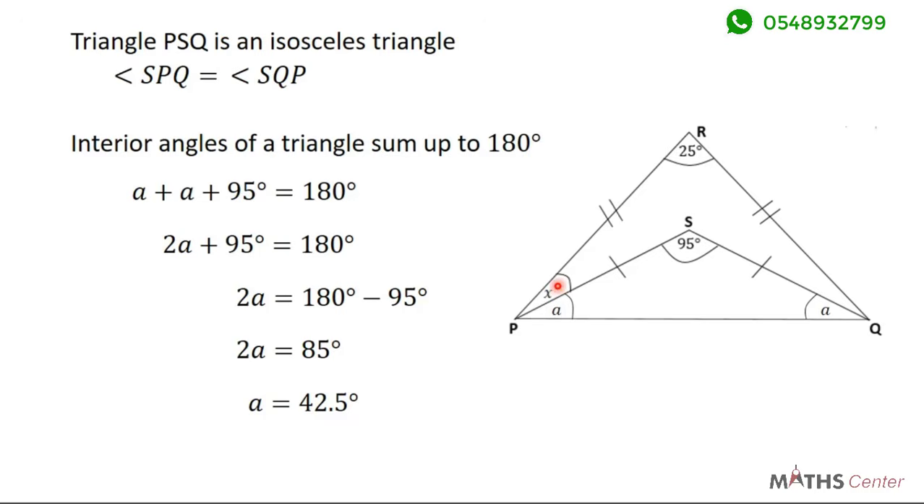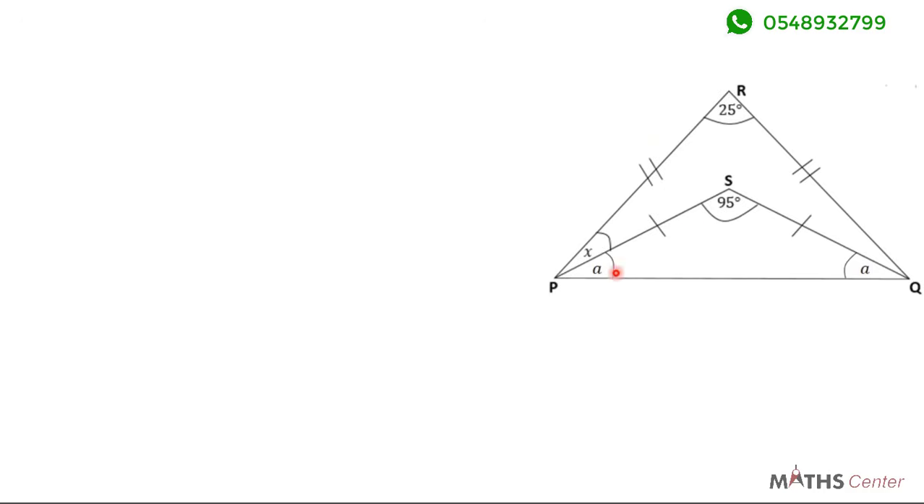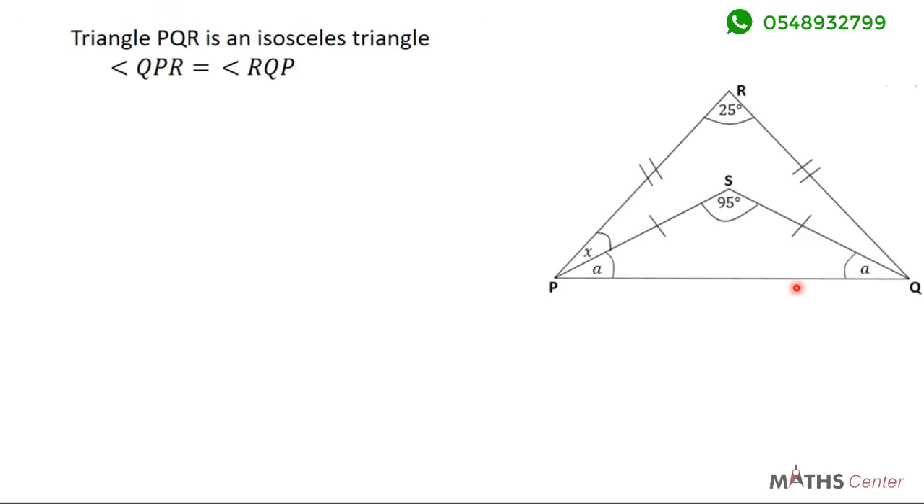So we move on to the bigger triangle, which is triangle PRQ. That's what we move on to. Now let's consider triangle PRQ. We can also see that triangle PRQ is an isosceles triangle, because you can see from here that there are two lines here and there are also two lines here, meaning that line PR and line QR have the same length, and we know that in isosceles triangles two sides are of the same length.